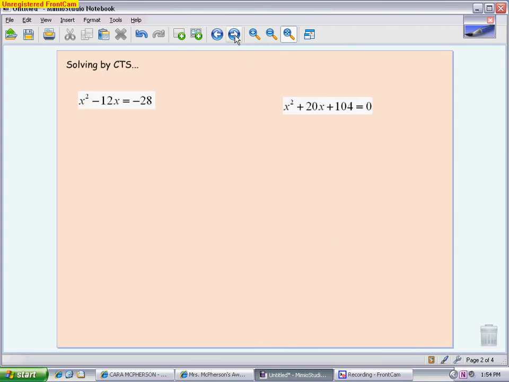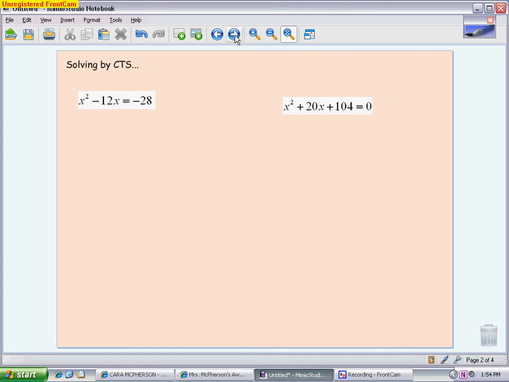Now, we use completing the square two ways. We use it to help us solve quadratics that are not factorable, and we use it to help us change things to vertex form that are in standard form. So we're going to start by solving. When you're solving by completing the square, the first step is you want to get that constant value away from the A value and the B value.